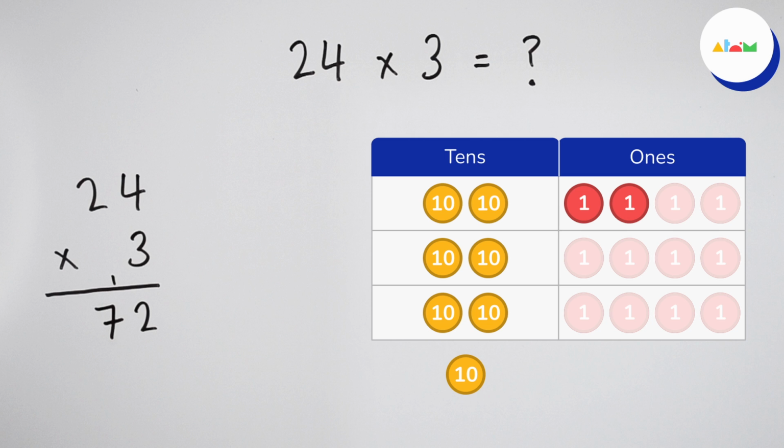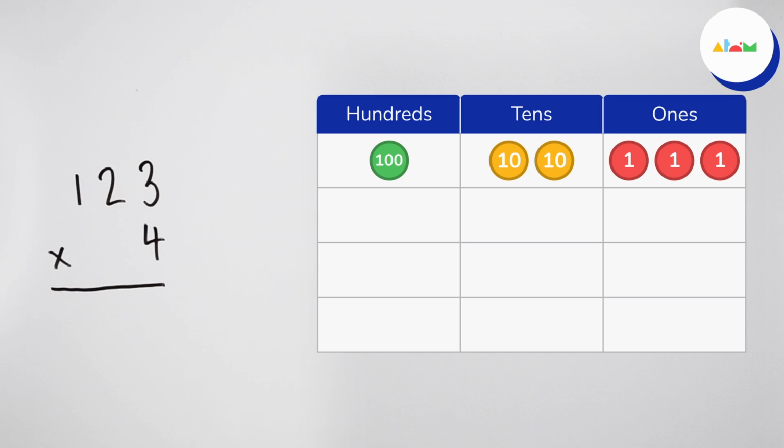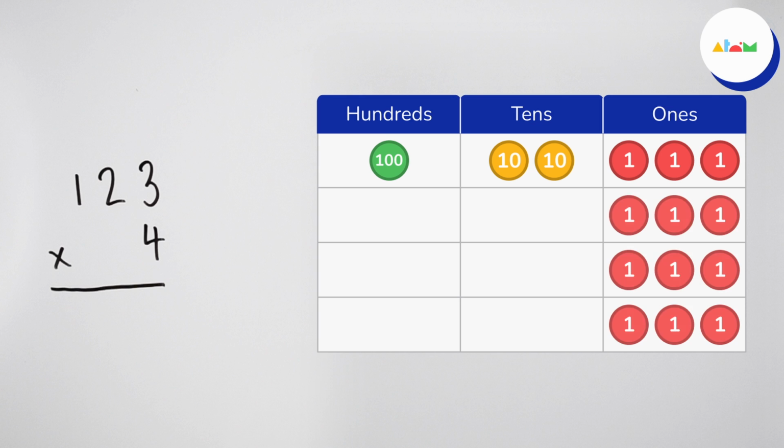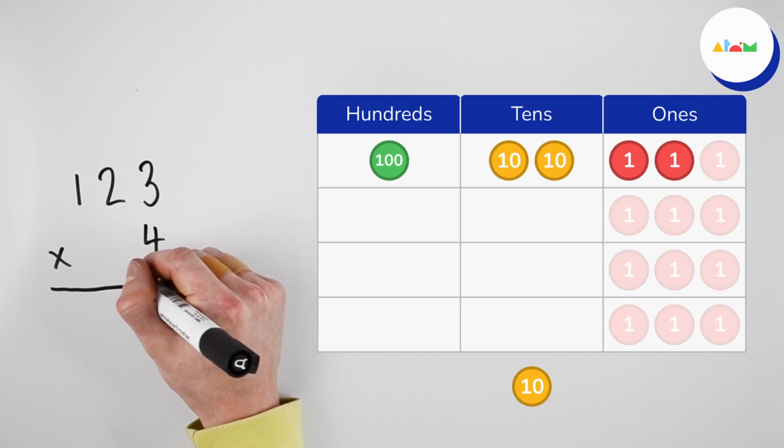Let's apply this same method to multiplying a 3-digit number by a single digit. So 123 times 4 equals... Start with the ones, just like before. So 4 times 3 equals 12. Once again, we cannot have more than 9 counters in one column, so we exchange 10 ones for one 10 and move it into the next place value column.